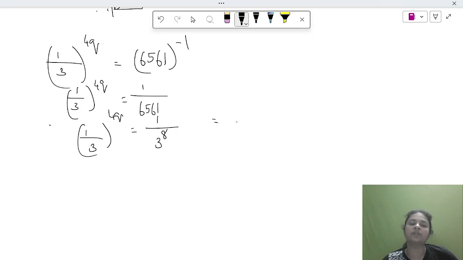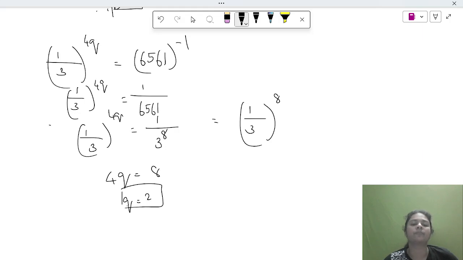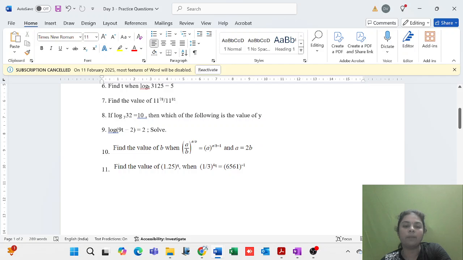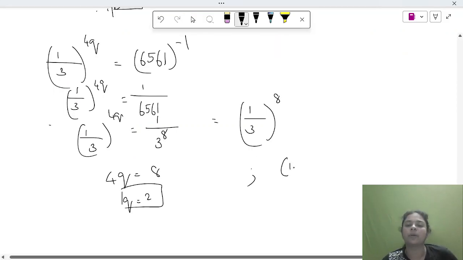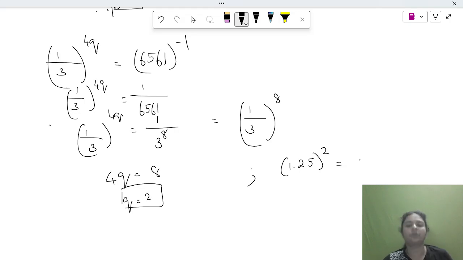Now 1 to the power anything is 1, so I can write (1 by 3) the whole power 8. So now the bases are common, and you can equate the indices. 4q is equal to 8 and therefore q is equal to 2. Now they are asking you to find out the value of 1.25 to the power q. So 1.25 to the power 2, which is 1.25 into 1.25, which is 1.5625.